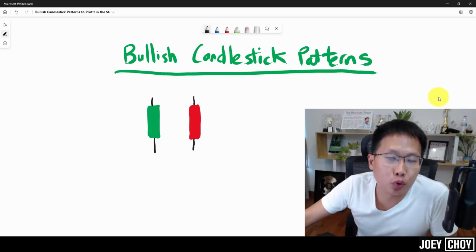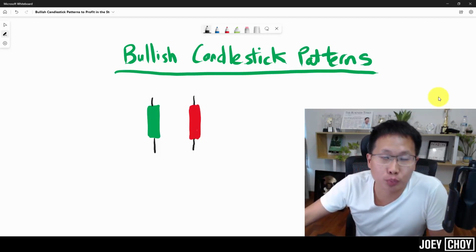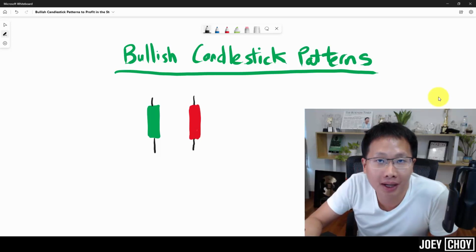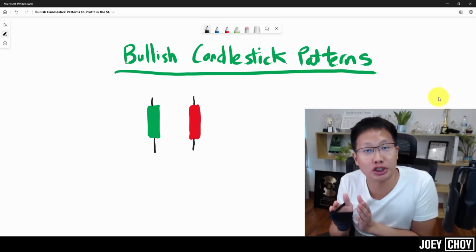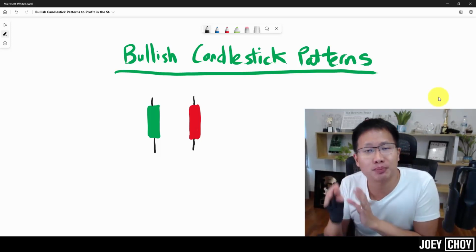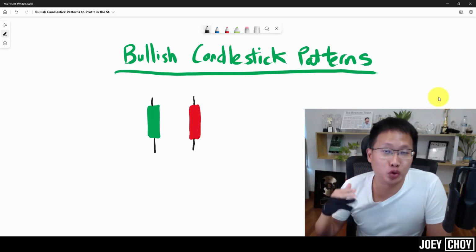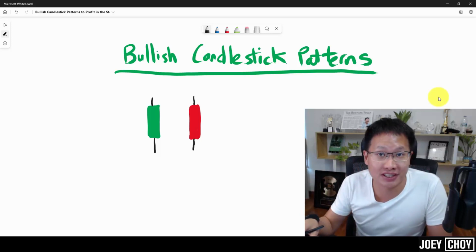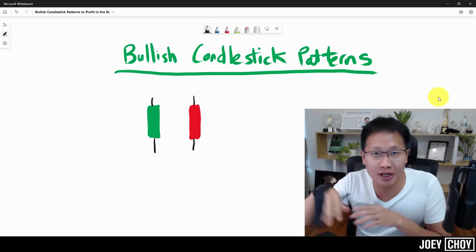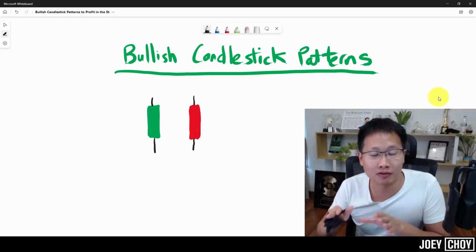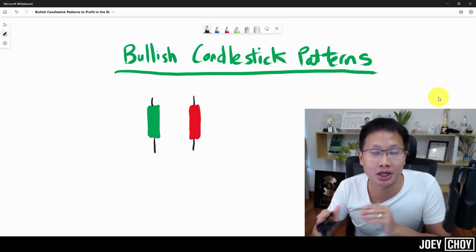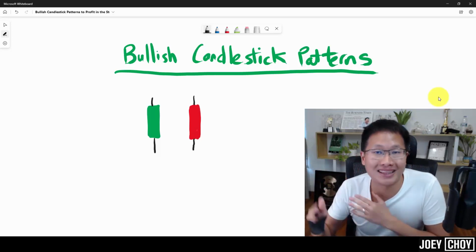So how do you use bullish candlestick patterns to profit in the stock market? In this video, we'll be looking at bullish candlestick patterns. What are some of the key patterns that you want to look out for? And the key here is, where do you want to look out for such patterns? It's not just anywhere in the chart or anywhere in the prices, but where exactly do you want to look out for such patterns such that you increase your odds of winning tremendously.